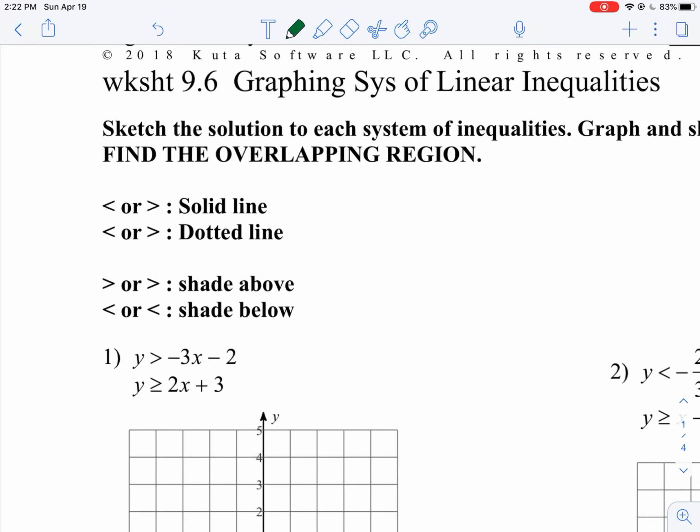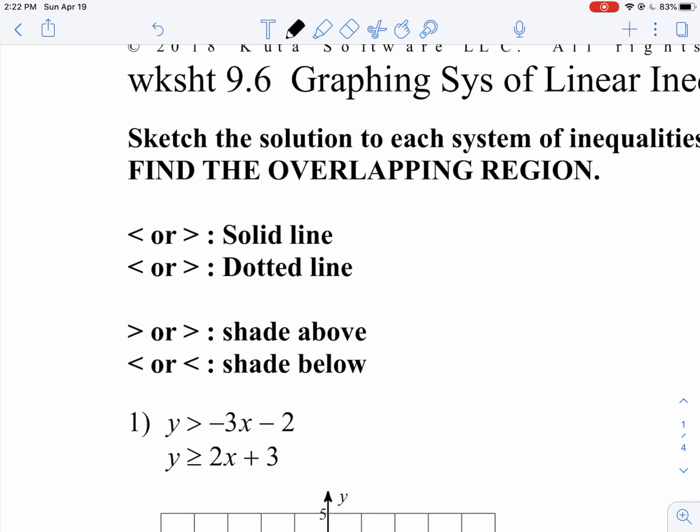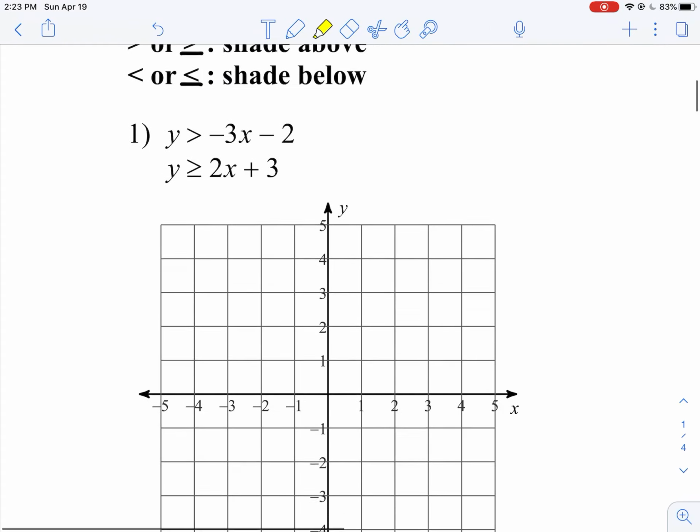We have the same little breakdown up here. This is really helpful. We do a solid line when we have the or equal to's when we're graphing, and we use a dotted line when it's just the regular less than or greater than. Shade above and shade below just depends which way the inequality is facing. We're going to shade above when it's a greater than, and we're going to shade below when it's a less than. Okay, so we'll talk about those some more here.